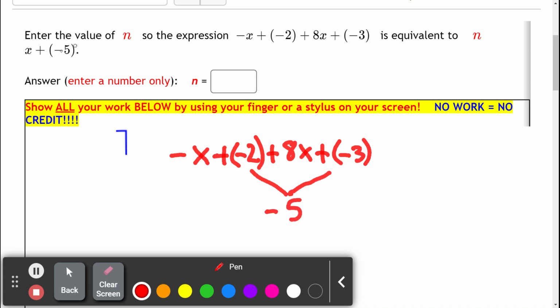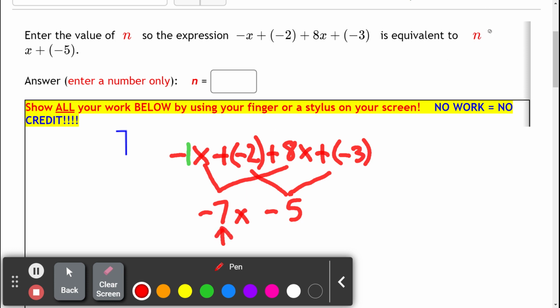We see plus -5. But what we have to do is put the -x and the positive 8x together. You have to remember that -x is the same thing as -1x. So -1 plus 8, that's -7x. And so the question then is, what is the value of n? Well, the value of n is the number in front of the x, as they show here.